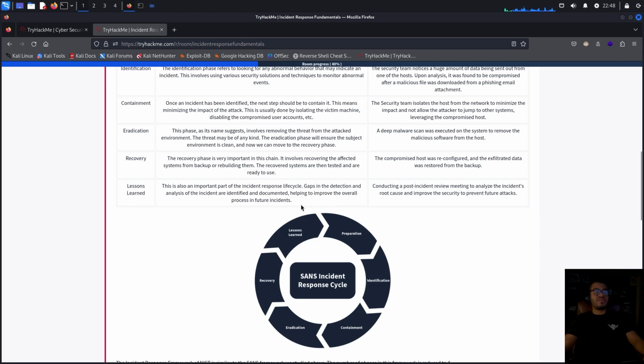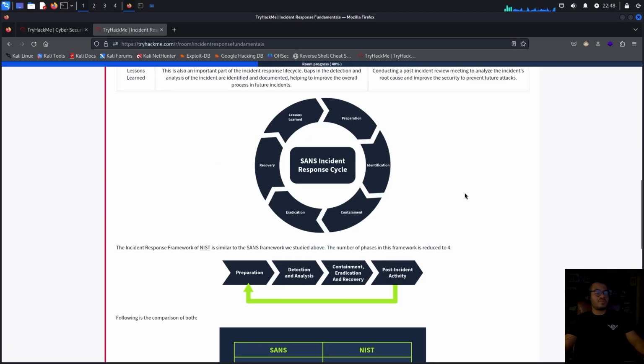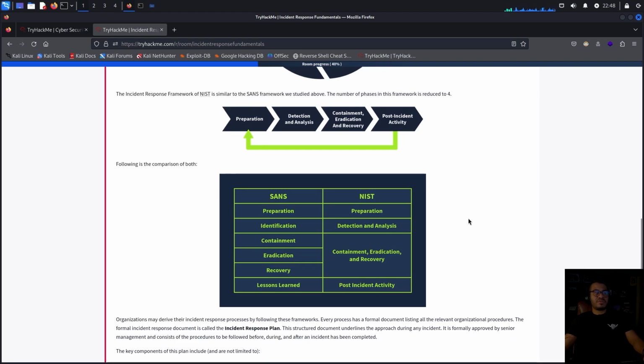Gaps in the detection and analysis of the incident are identified and documented, helping to improve the overall process in future incidents, right? An example would be conducting a post-incident review meeting to analyze the incident's root cause and improve the security to prevent future attacks. Makes sense. SANS incident response cycle: preparation, identification, containment, eradication, recovery, and lessons learned, right?